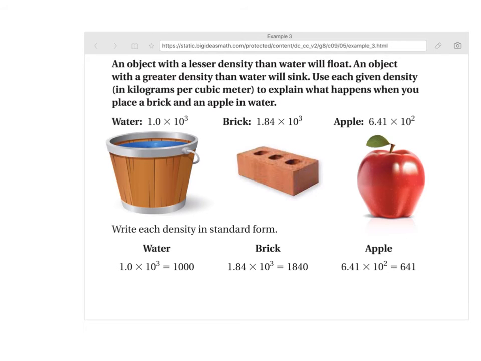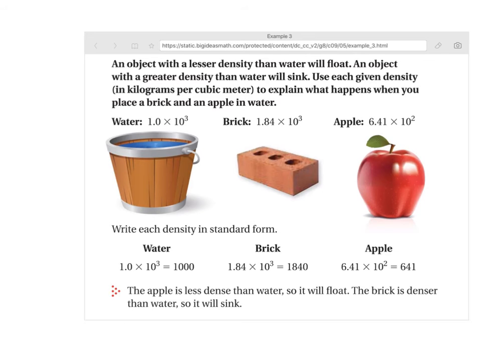So again, you're going to move to the right because it's a positive integer. So grab that decimal, move it 2 times to the right, and you get 641. So looking at these 3 measurements, water is 1,000. The brick is obviously greater than 1,000, so it's going to sink, whereas the apple is less than 1,000, so it is going to float.